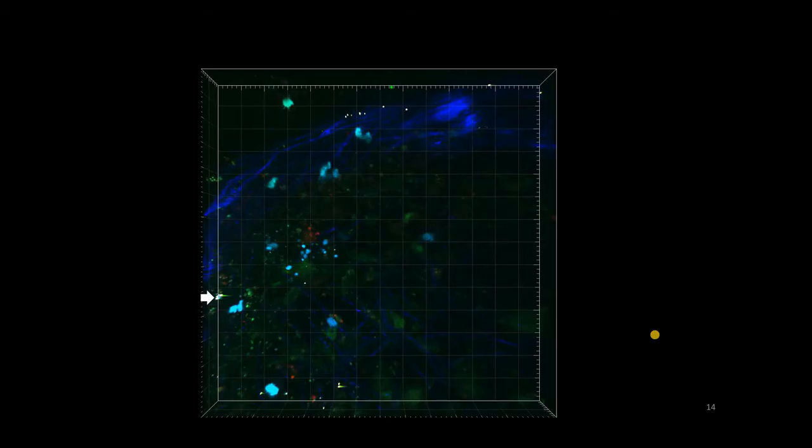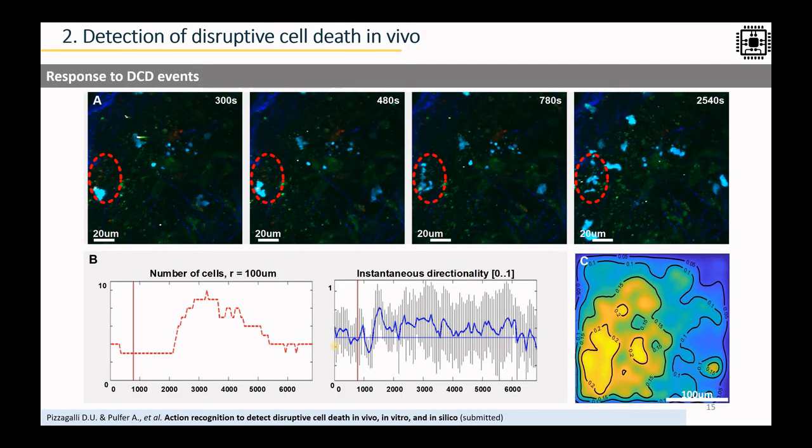Knowing the coordinates of dying cells is important. Have a look at this video. Here, the cell dies, and all the others go there. Okay, so we can spot and use these coordinates to quantify the response of bystander cells, for instance, by counting the number of cells in a radius, or by analyzing the directionality of the bystander cells.